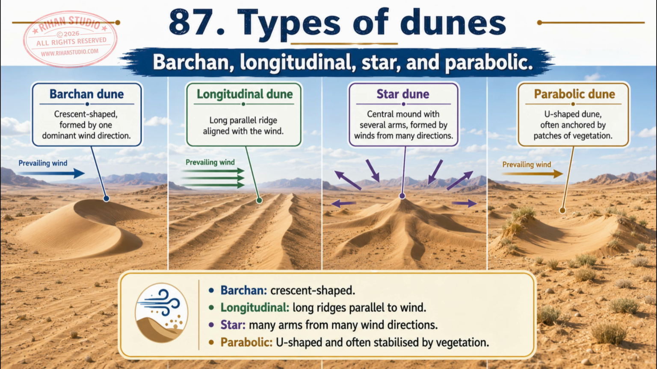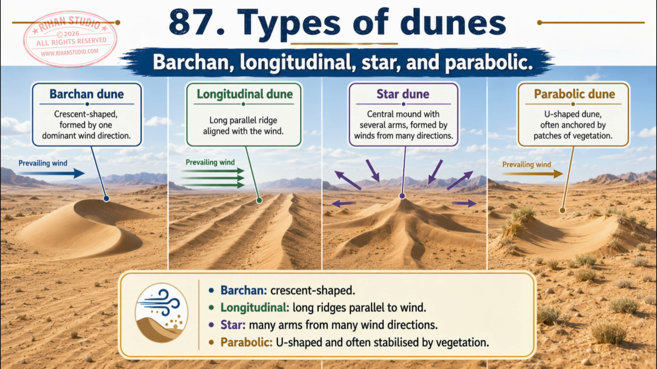Types of dunes. Barchan, longitudinal, star, and parabolic. Barchan means crescent-shaped, one wind direction. Longitudinal means long ridges parallel to the wind. Star means many arms, winds from many directions. Parabolic means U-shaped, often stabilized by vegetation.